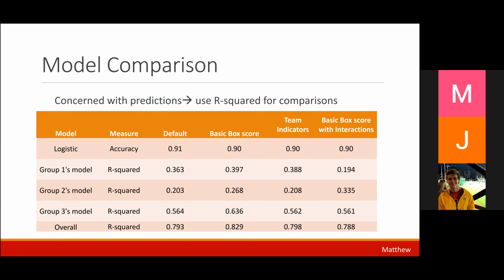For model comparison, because we're interested in prediction, we need to use a predictive measure to best compare the models. And we decided on R squared. And it was found that the basic box score performed the best with a 0.829 R squared.